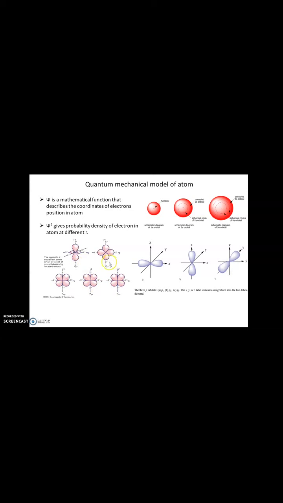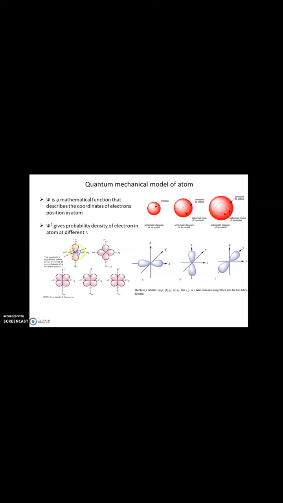Now in case of dx square minus y square orbital, the same kind of shape you obtain, but here the lobes are oriented along the axis, along the x and y axis. Here you see the lobes are oriented along the y axis and along the x axis, not in between the axis. Clear? In case of dxy, dyz, dzx, the lobes are oriented in between the axis. In case of dx square minus y square and dz square, the lobes are oriented along the axis. Clear?